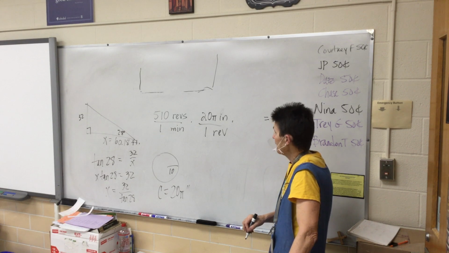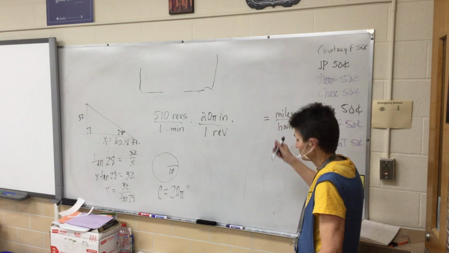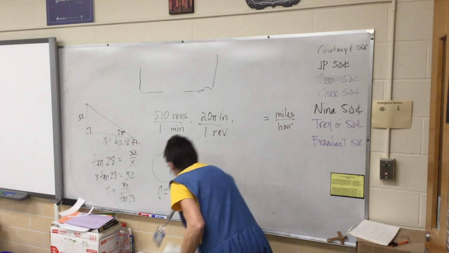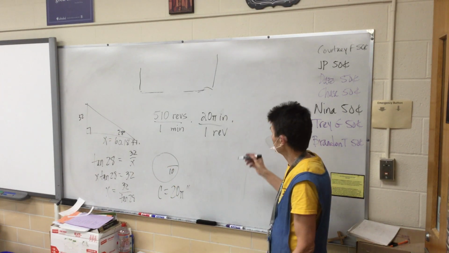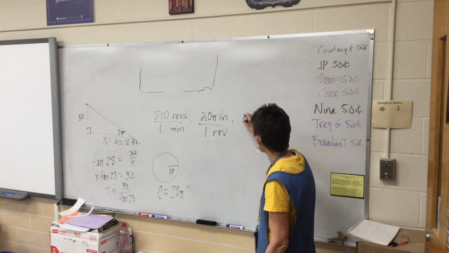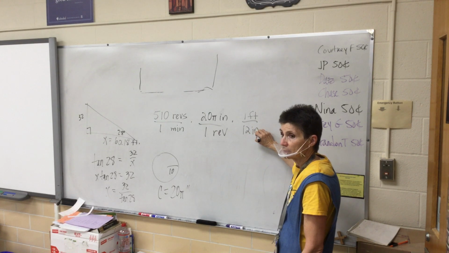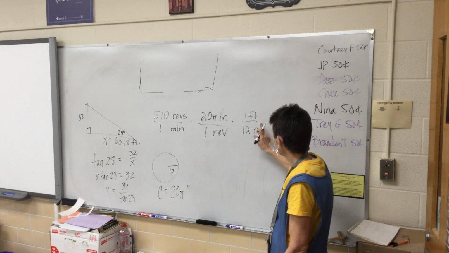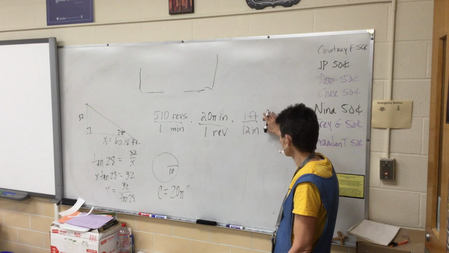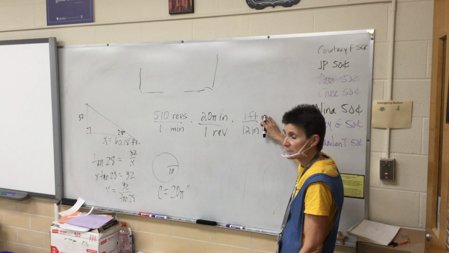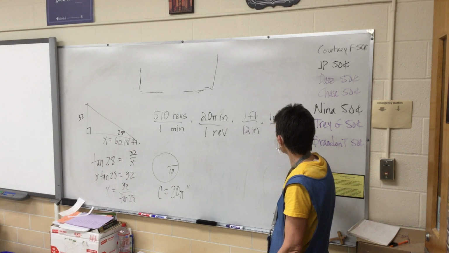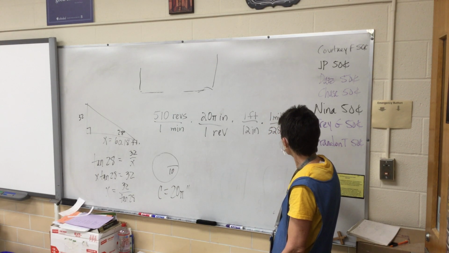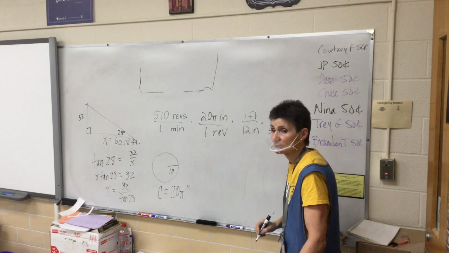Okay, now I need miles. Clearly gonna run out of room. I need miles. So let's see. I know that 1 foot is 12 inches. And remember, my goal is to get this stuff to cancel out, so that's why I'm arranging it like this. And then I know that there are 5,280 feet in 1 mile.